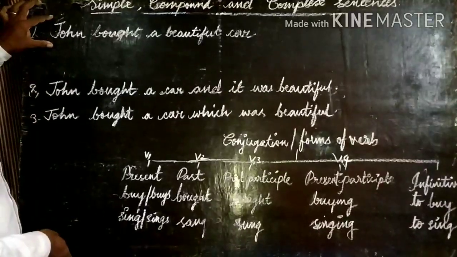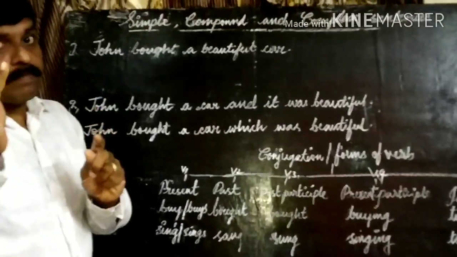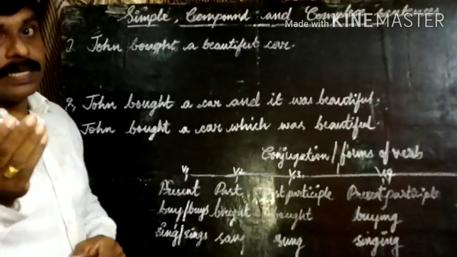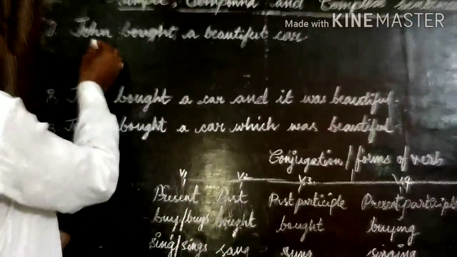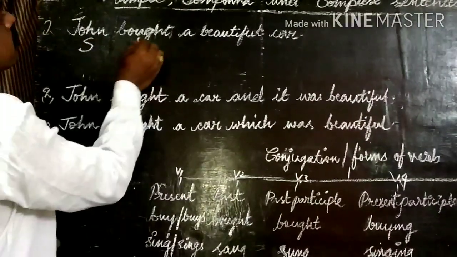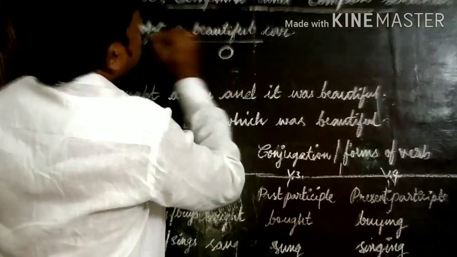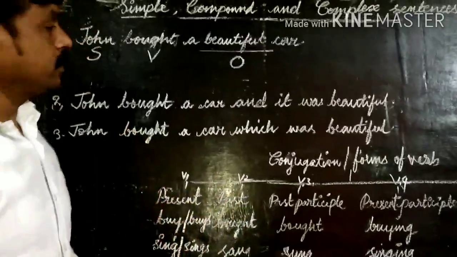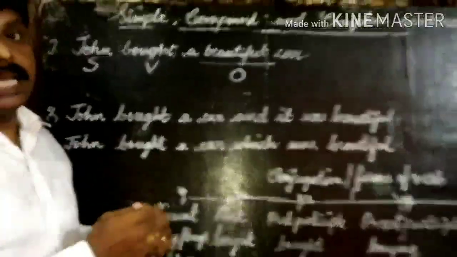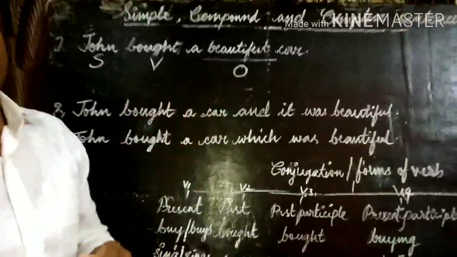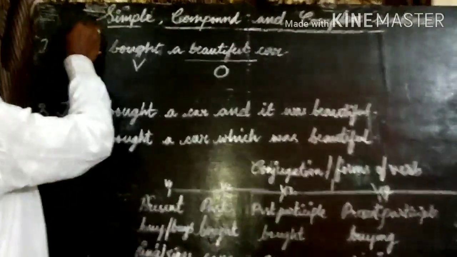See, this sentence, John bought a beautiful car, comprises, as you know, three parts. Generally, a sentence has three parts. What are they? Subject, verb, object. Let us identify the parts of this. Subject, John; bought, verb; a beautiful car is an object. You know very well, a sentence consists of three parts. This sentence again can be classified into two parts, such as subject and predicate. What is the subject here? John is the subject.